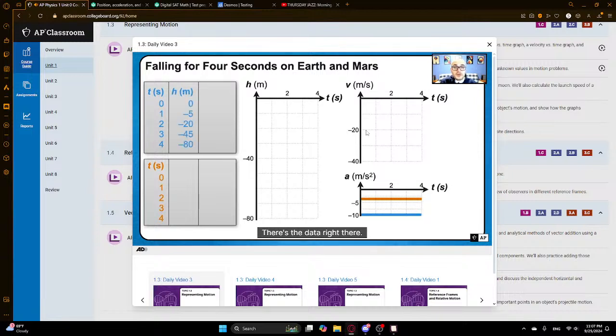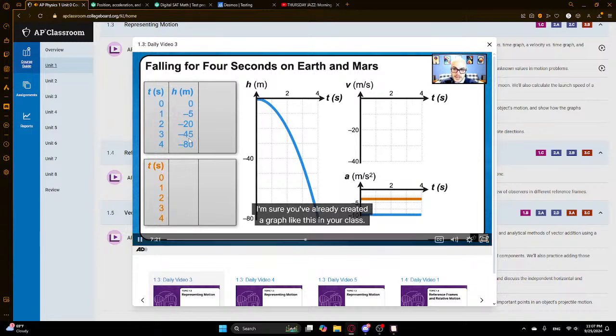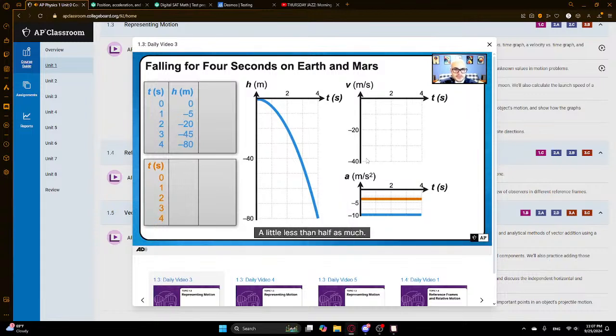There's the data right there, and there's what the graph would look like. I'm sure you've already created a graph like this in your class. Oh, wait, isn't it gaining by 15? Alright, it is. Well, we're going to do the same for Mars, where the acceleration is a little bit less than the acceleration that we have here on Earth, a little less than half as much. So there's the data for Mars.